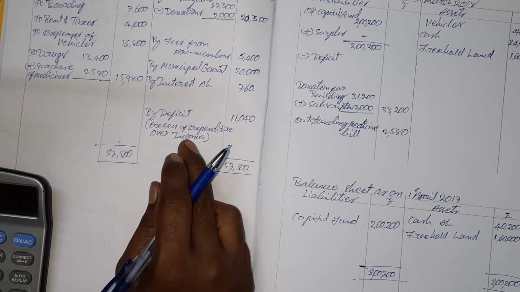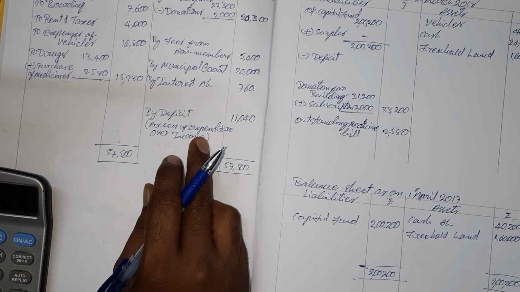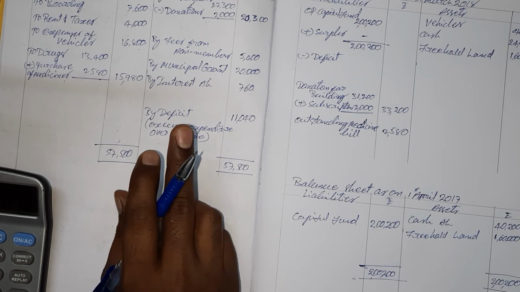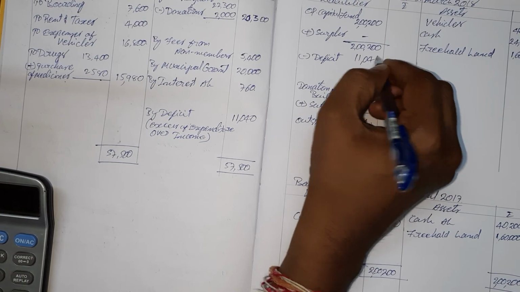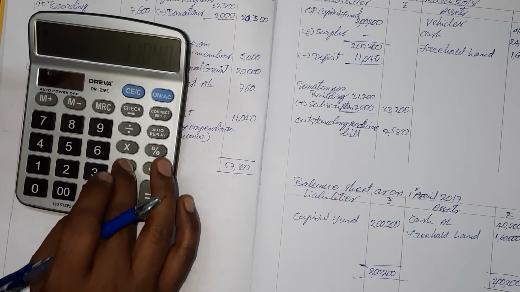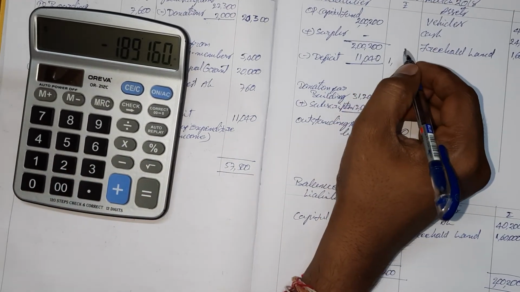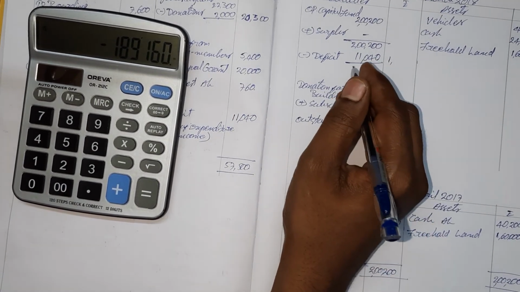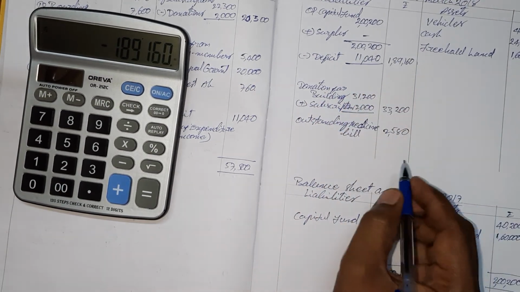In the profit and loss account, we call it net loss. Here it is called a deficit, in the income and expenditure account chapter. That is 11,040. You should deduct it from the opening capital fund: 2,200,000 minus 11,040, which is equal to 1,89,160.